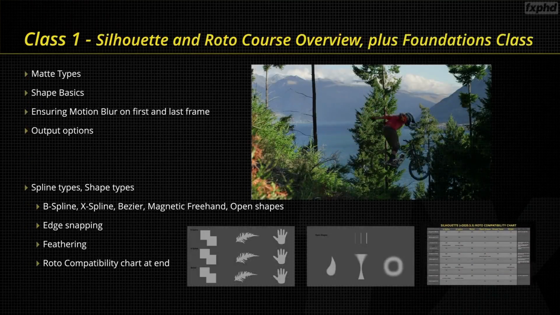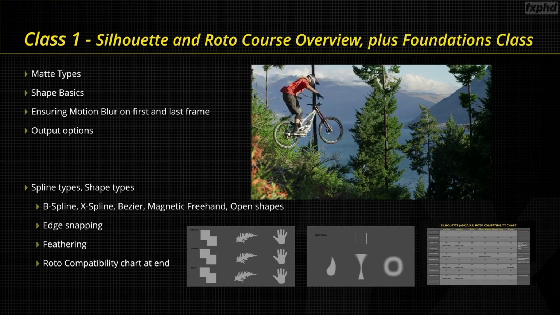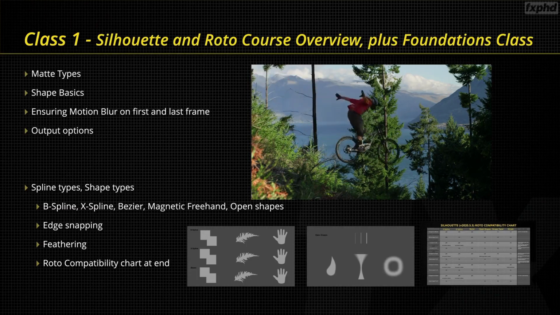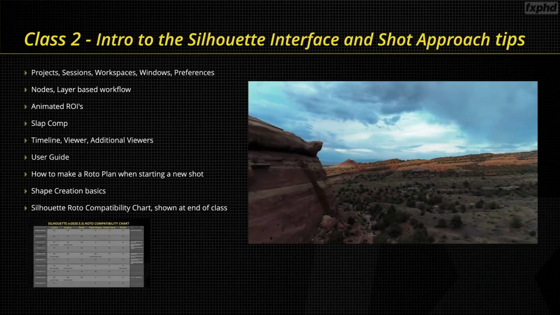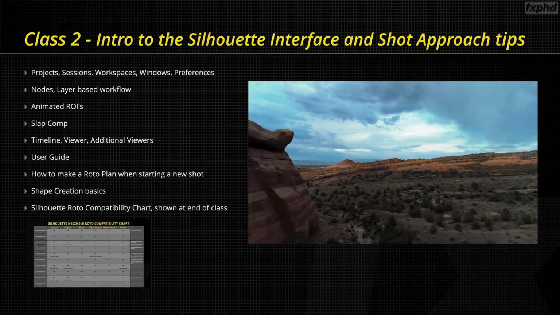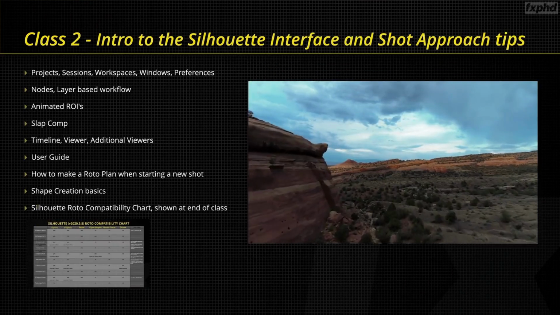Class 1 is comprised of a multifaceted foundations class where I will go over matte types, spline types, and shape types. This includes detailed instruction on shape creation using the different spline types. I've also included a Silhouette and Roto compatibility chart where you can cross-reference Silhouette and spline types with other software programs.